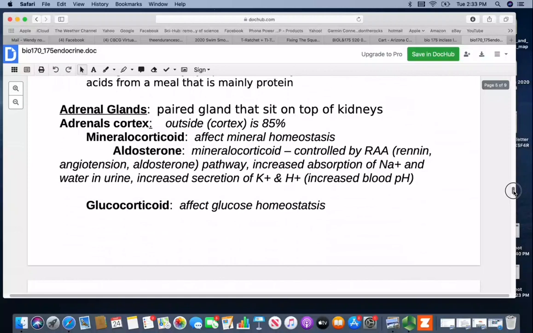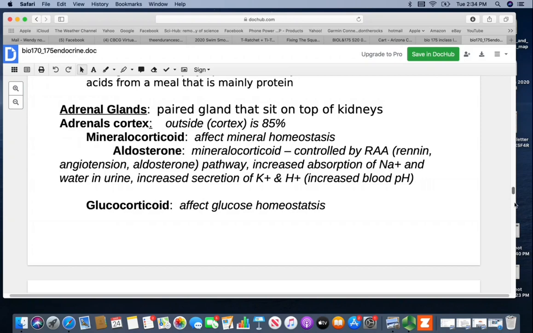So the adrenal glands are paired glands that sit on top of the kidneys. They literally mean adrenal, for on the kidney. The cortex is the outside portion of it, and it makes up about 85% of it. The mineralocorticoids are going to affect mineral homeostasis. Aldosterone is your main one here. It's controlled by that RAA system, renin-angiotensin-aldosterone. It will increase the absorption of sodium and water, and then it will increase the secretion of potassium and hydrogen in the urine, which will affect the blood pH.